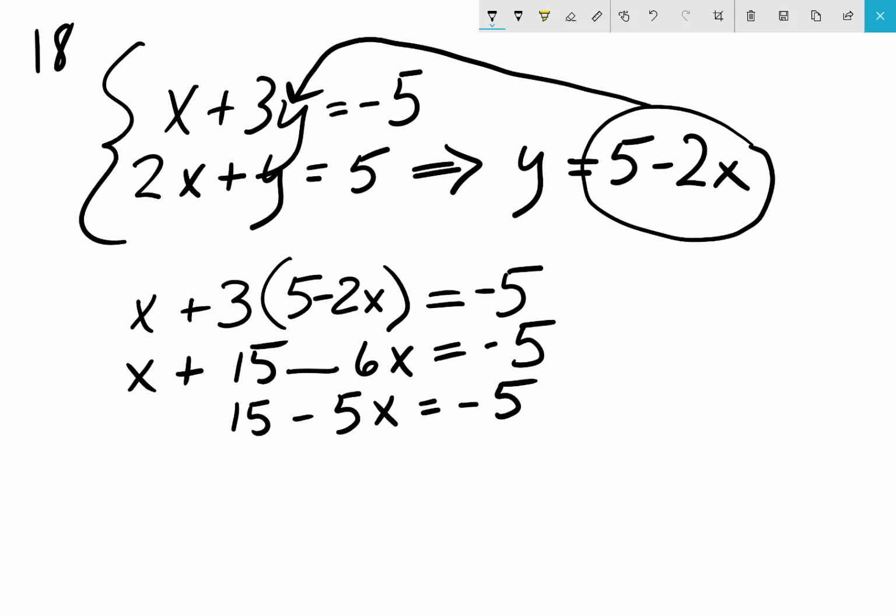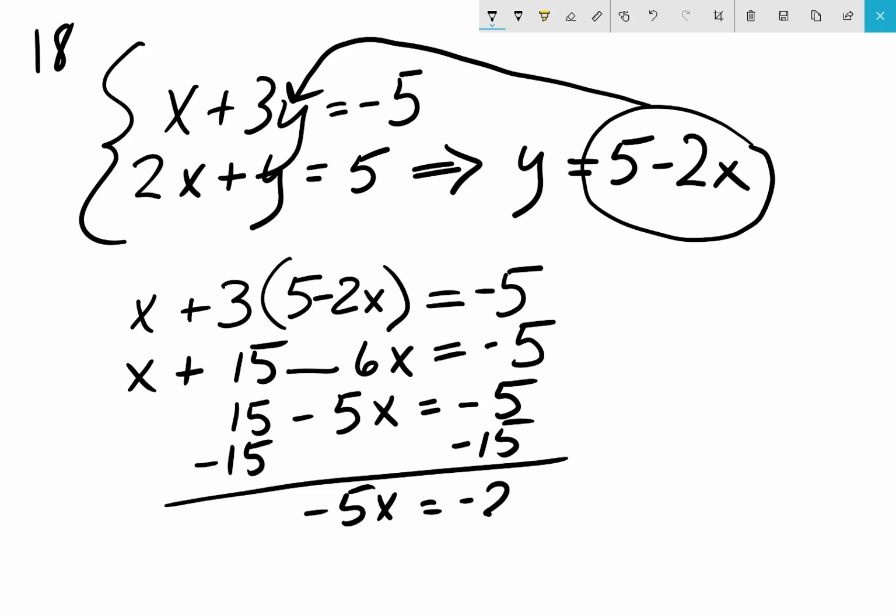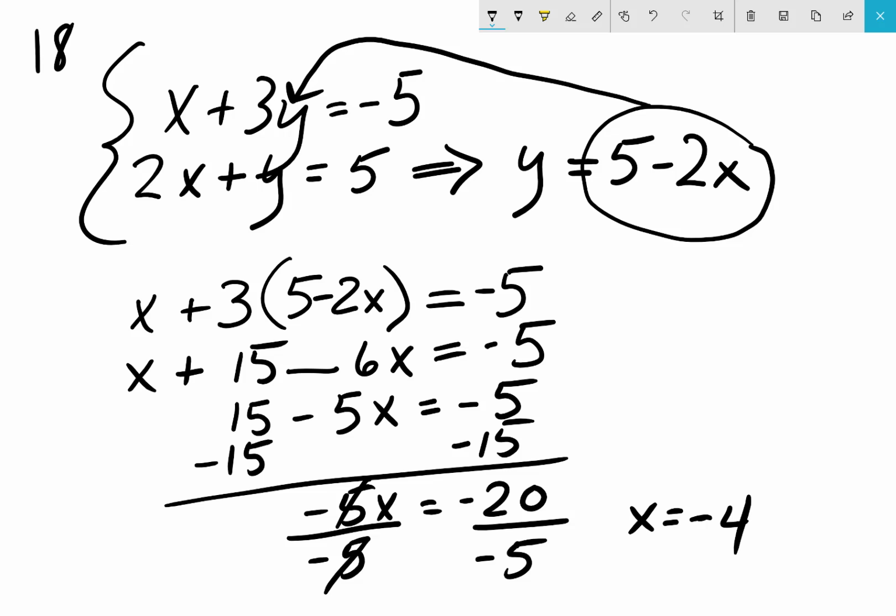Now I can subtract 15 on both sides, so I can get the x's by themselves on one side. -5x equals -20. Divide by -5 on both sides to get that x by itself. So x equals -4. All right, to find out what y is, I can take that -4 and plug it back in anywhere I want to. I'll plug it in right here.